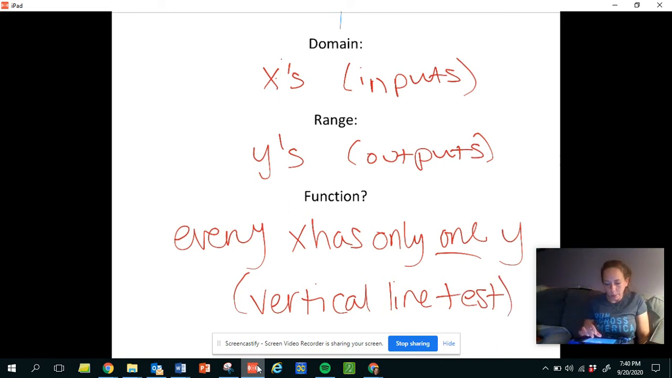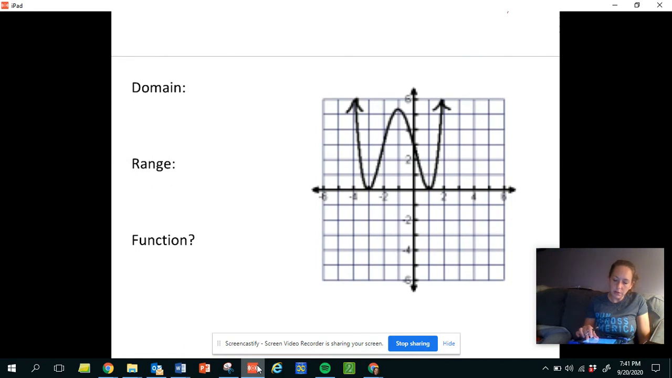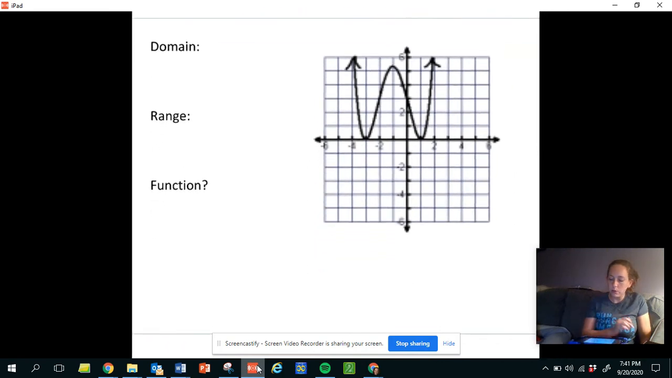Okay, so let's have a few examples. Vertical line test, I always start with the vertical line test. No matter where I draw a vertical line, it will only ever touch one point at a time. So I'm going to say that yes, it is a function. For domain, I have an arrow to the left and the right. So I don't have any boundaries to the left or the right. So it's going to be all real numbers.